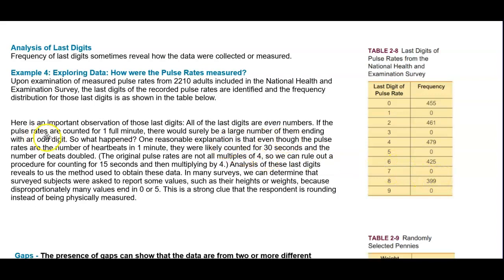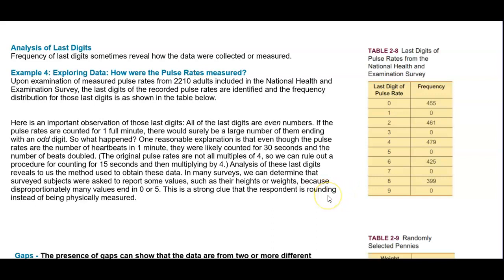If the pulse rates were counted for 1 full minute, there would surely be a large number of them ending with an odd digit. So what happened? One reasonable explanation is that even though the pulse rates are the number of heartbeats in 1 minute, they were likely counted for 30 seconds and the number of beats doubled. The original pulse rates are not all multiples of 4, so we can rule out a procedure of counting for 15 seconds and then multiplying by 4. Analysis of these last digits reveals to us the method used to obtain these data.